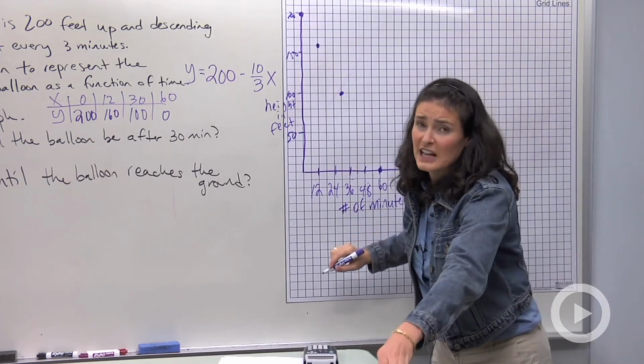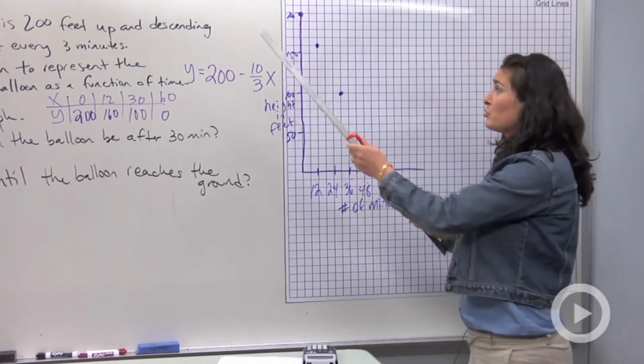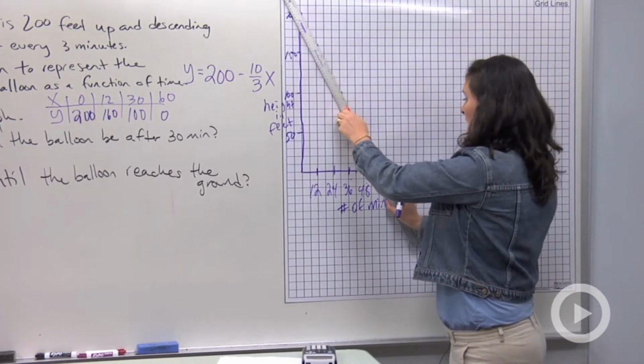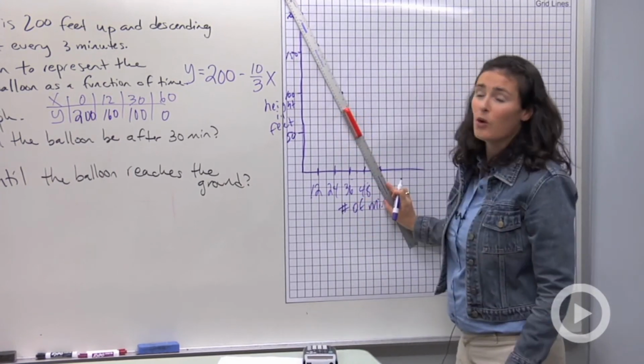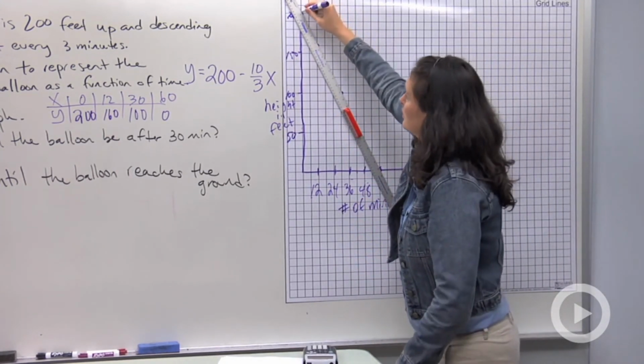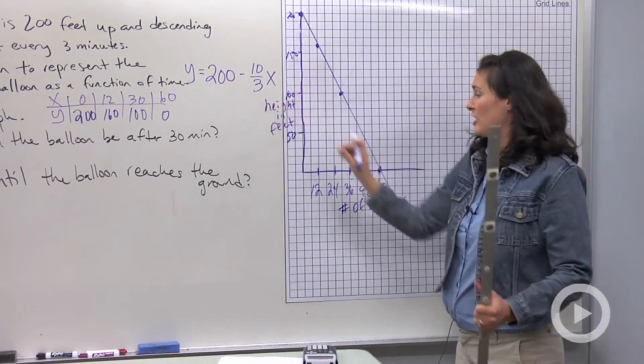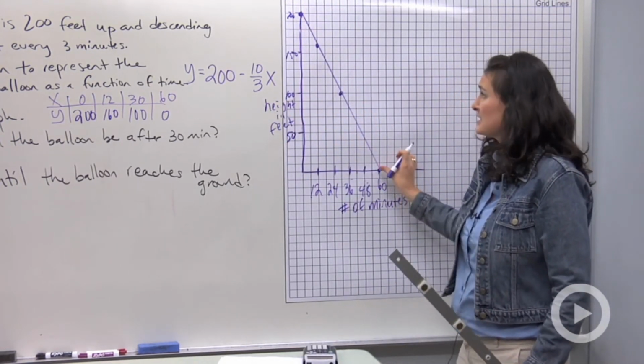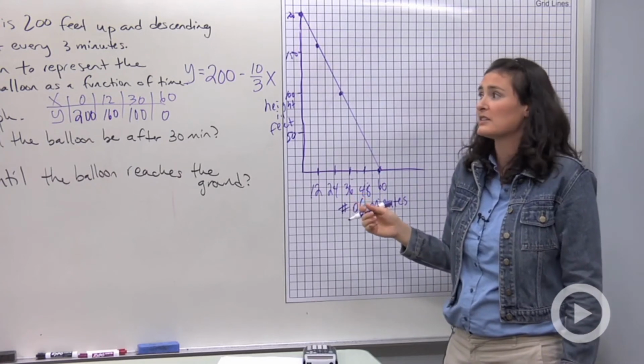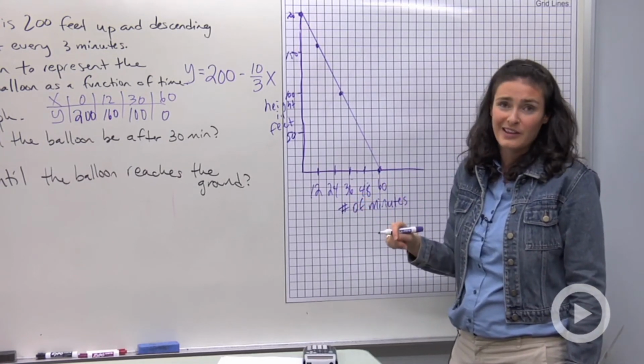Use your ruler to connect them and make sure your line is ruler straight. Otherwise, you made an error either in your scaling or in your table. There we go. So that line represents 200 take away 10/3 X, and it also represents how high the balloon is. That was all part B.